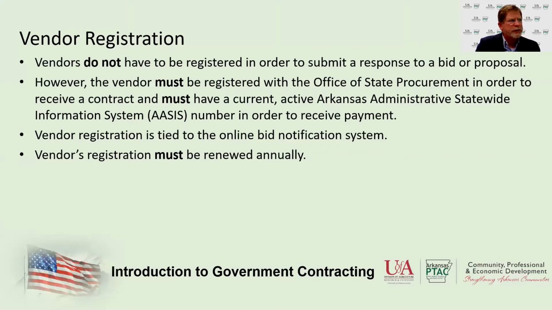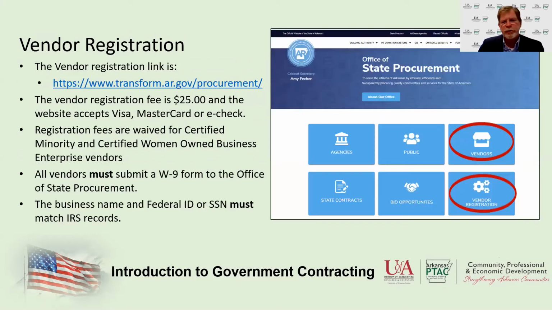Your registration is tied to the online bid notification system. So if you want to receive those automatic email bids through the state website, then that's one of the things you're going to have, is that number. Vendor registration must be renewed annually. You know, one of the things that you think about is, okay, is there any cost? Well, there's a $25 fee to be able to be registered with the state.